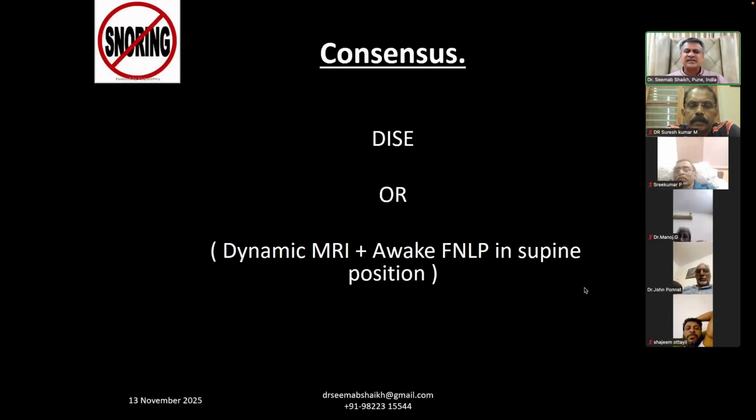So the basic consensus when it comes to evaluating the airway would be a DISE, but time it like the way I said. Or like I said, you do an awake FNLP in a supine position, which will give us the endoscopic view of the airway, and a dynamic MRI will give us the extrinsic view of the airway.